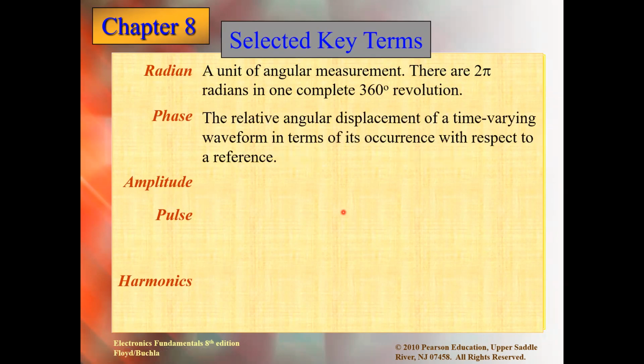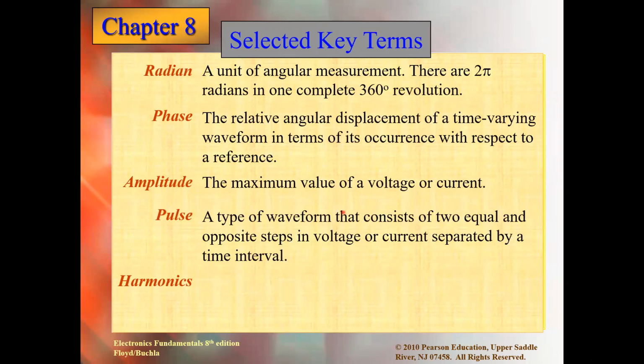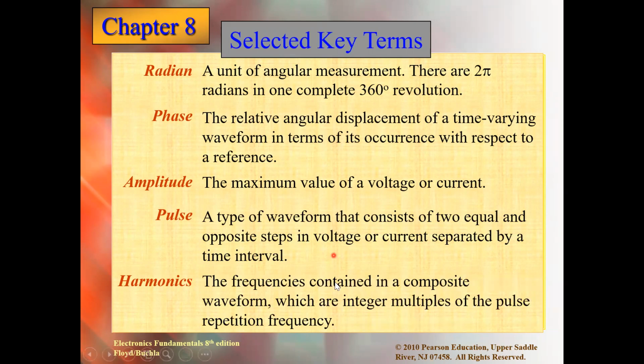Phase, amplitude, the maximum value, pulses, and the harmonic: the frequencies contained in a composite waveform which are integer multiples of the fundamental frequency.